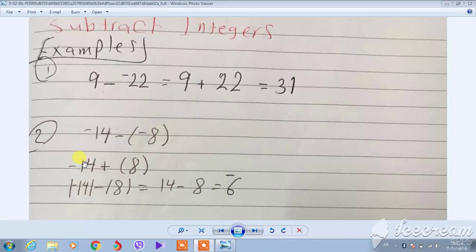Now we have 14 plus 8 equal to what? Absolute value of 14 plus absolute value of 8. What we do, we change subtract to add, to subtract, sorry. After that, absolute value of negative 14 equals 14, absolute value of 8 equals 8. 14 minus 8 equals 6. The first time we change subtract to addition. After that we use the rules of addition we learned, students.